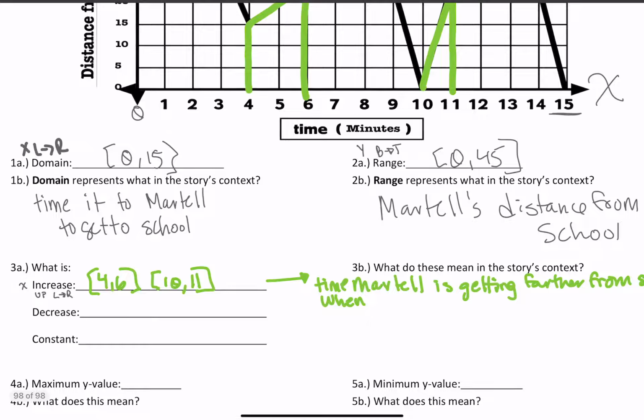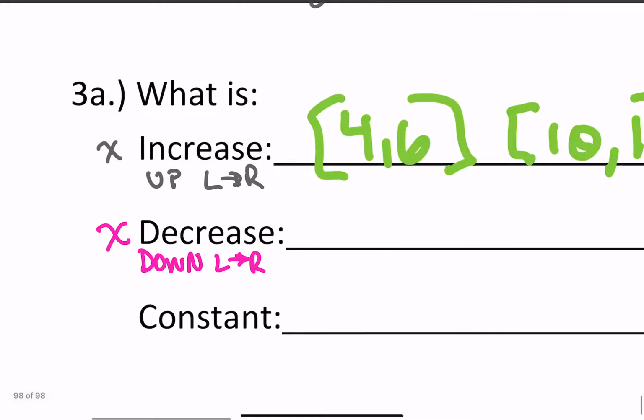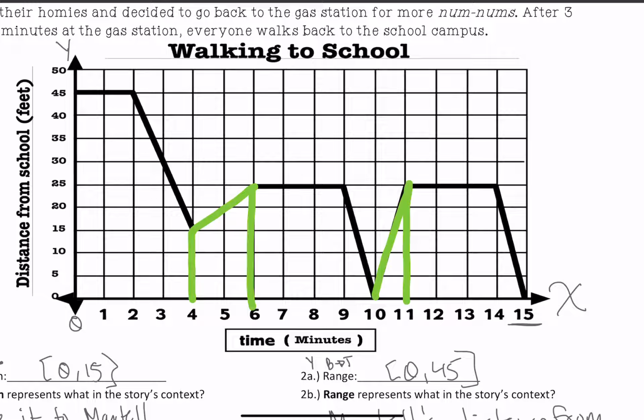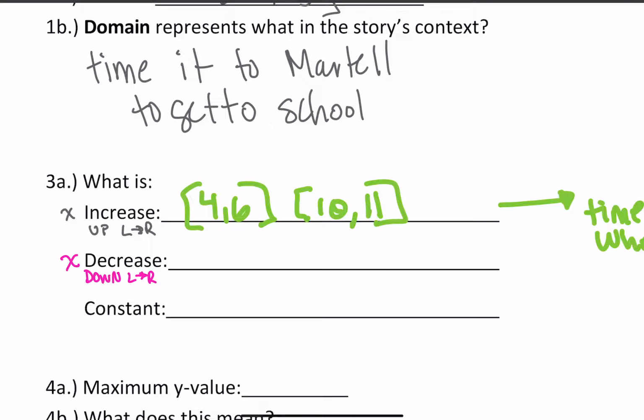All right, decrease. Decrease is when we go down on our graph, going from left to right, and again, using the x-axis. So on our graph, where are we going down from left to right? Well, we're going down from 2 to 4, from 9 to 10, and from 14 to 15. So let's write those in interval notation. 2 to 4, 9 to 10, 14 to 15. All of these are closed brackets because they're all part of the line.